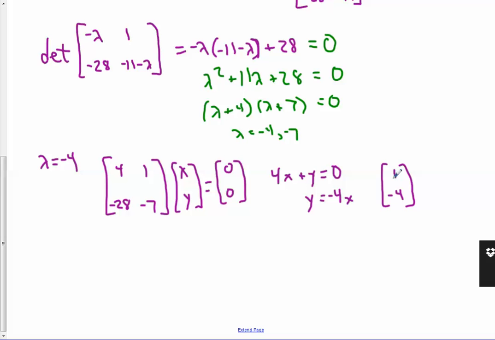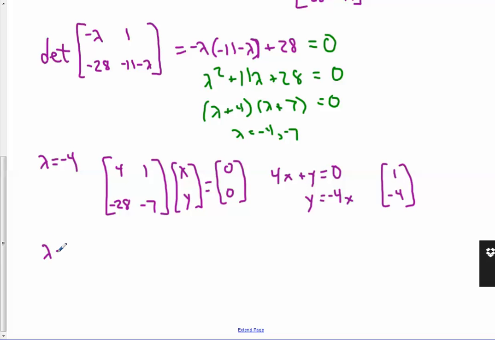Remember, I'm picking, I could also do 2 and negative 8. That also works here. Or 3 and negative 12. I'm just picking a convenient pair of numbers that work in this equation. Because remember, eigenvectors, it's really any multiple, all multiples of any one eigenvector are also eigenvectors.